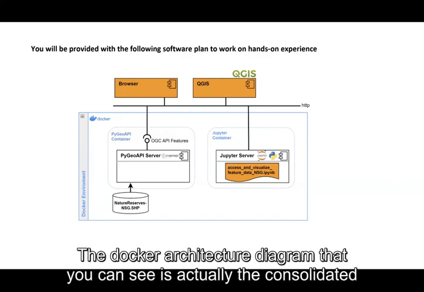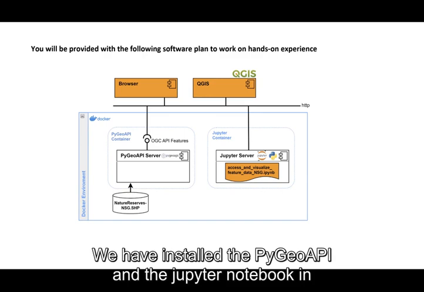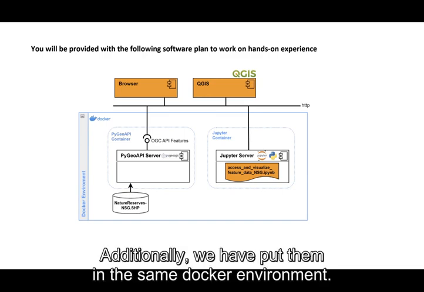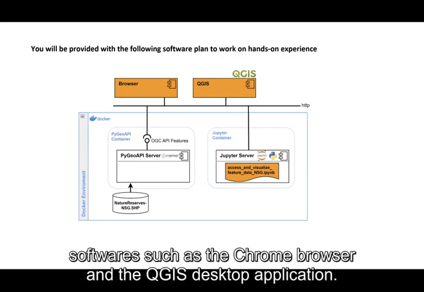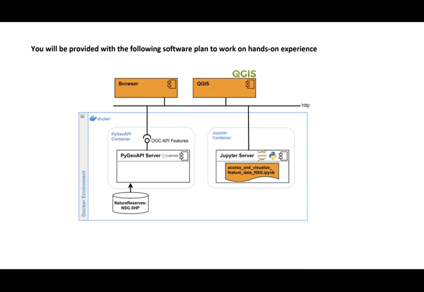The Docker architecture diagram that you can see is actually the consolidated view of the entire Docker environment that has been designed for this tutorial. We have installed the PyGeo API and the Jupyter Notebook in separate Docker containers. Additionally, we have put them in the same Docker environment and allowed the two containers to interact with each other and also with external software such as the Chrome browser and the QGIS desktop application. Next, we will proceed with the hands-on implementation of the entire installation process.